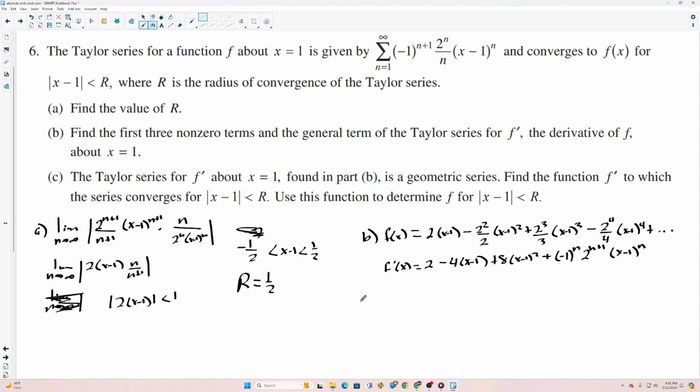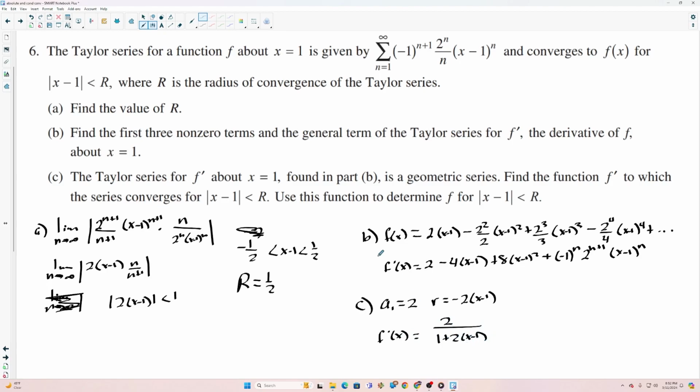All right, letter C. The Taylor series for f prime about x equals 1 found in part B is a geometric series. Find the function f prime to which the series converges. Use this function to determine f for all that. So a sub 1 is equal to 2, and the r is equal to negative 2 times x minus 1. So f prime of x, the function, is 2 over 1 plus 2 times x minus 1.